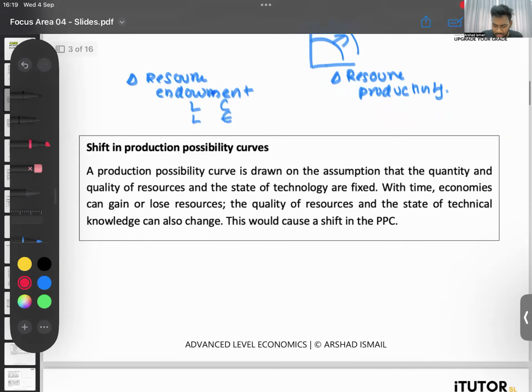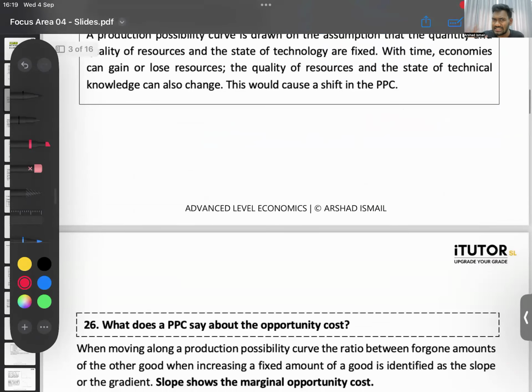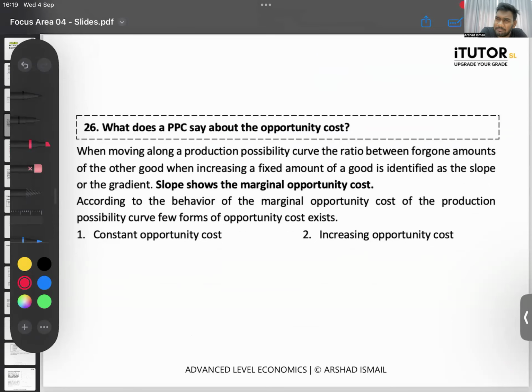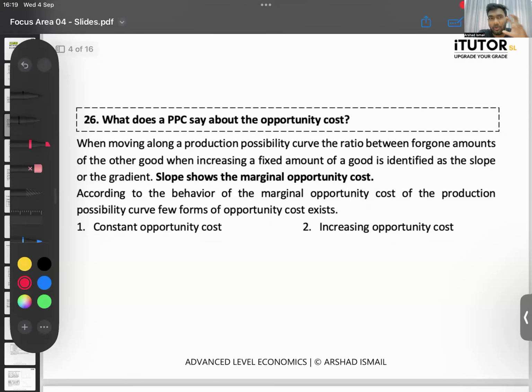So then, with that basics in mind, we'll now connect this PPC knowledge that we have to something called opportunity cost. How does the PPC show opportunity cost? Remember, we learned opportunity cost in our second focus area. Opportunity cost is what you sacrifice, no? So how does this PPC show opportunity cost now? And based on opportunity cost, how does the shape of the PPC get determined? So we say, the slope of the PPC. Slope, in simple words, means the shape of the PPC. The slope of the PPC determines the opportunity cost.